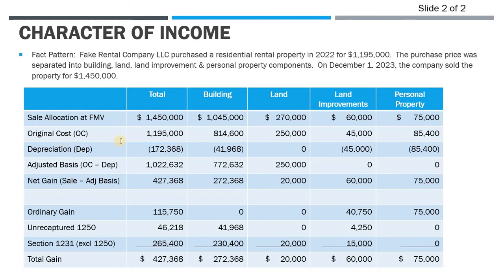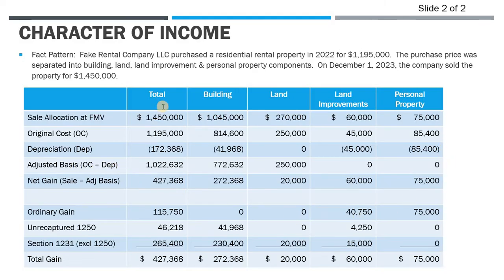Now, when we look at the original cost, this is what we originally paid for it, right? The $1.195 million, and this is how it was allocated across the different groups. On the depreciation line, we've got the depreciation that was claimed: straight line for the building, no depreciation for the land. For the land improvements, we took 100% bonus depreciation, and on the personal property components, we took bonus depreciation as well.